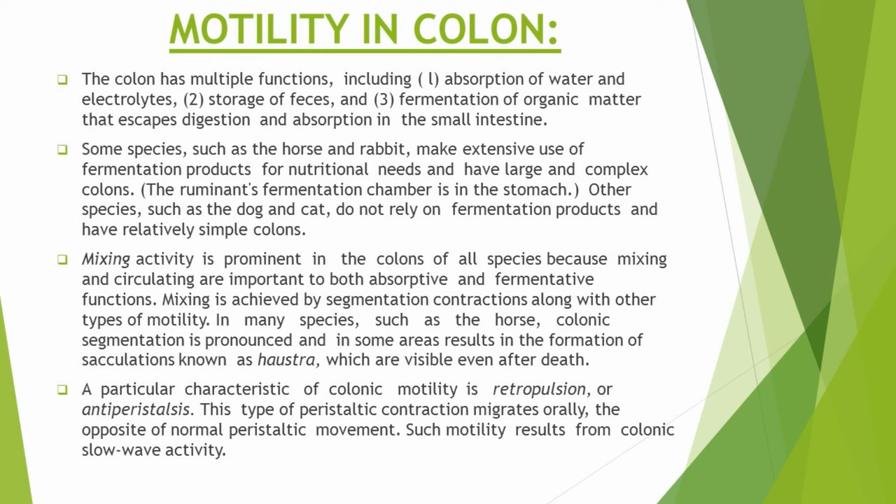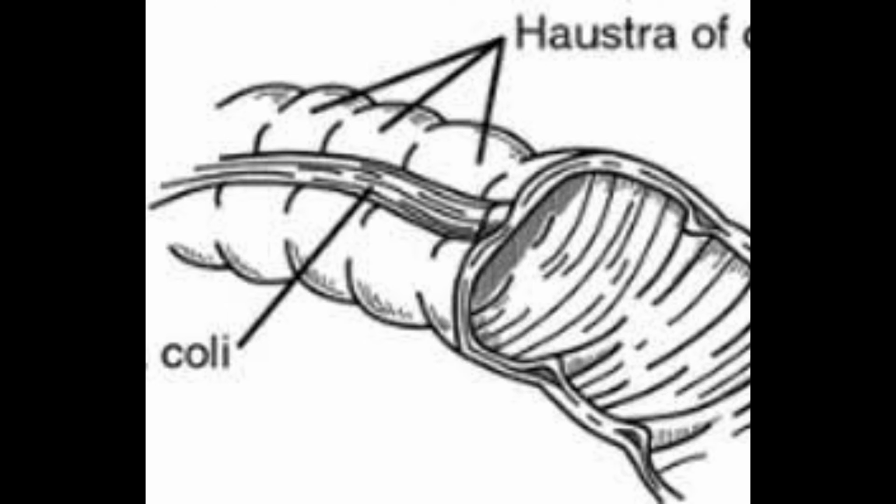This mixing activity is achieved by the segmentation contractions along with other types of motility. And in many species like horse, colonic segmentation is pronounced, and in some areas it results in the formation of sacculations known as haustra, which are visible even after death. These haustra in the colon of horse give a segmented appearance, and the haustral contraction is activated by the presence of chyme, and it serves to move the food slowly to the next haustra, and along with mixing the chyme to help with the water absorption.